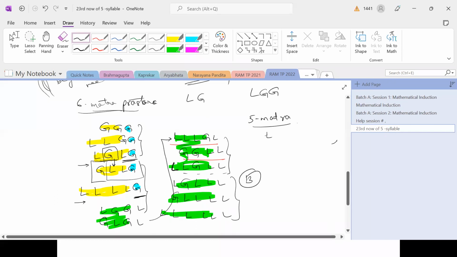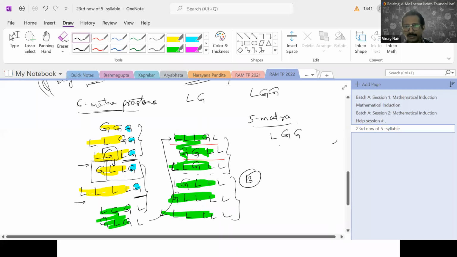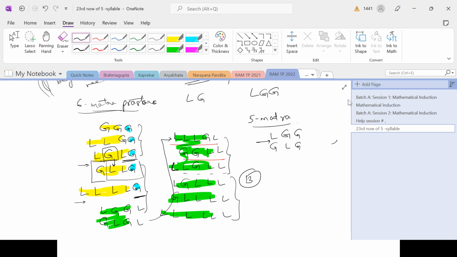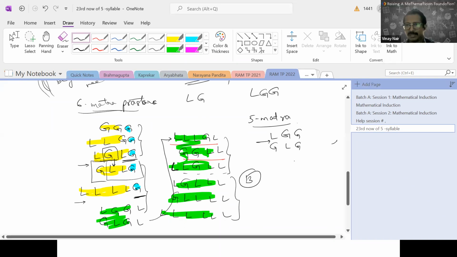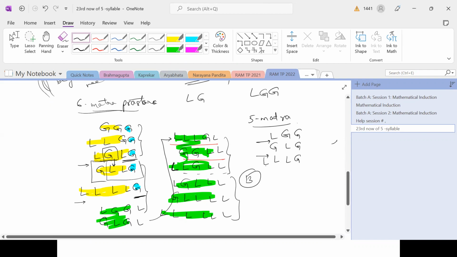So what will be the first row for a 5 matra? LG. Scan from the left, below the first G put an L, copy down whatever is there on the right side. If there are empty spaces, put as many G's as possible. Then place an L if it is required. Again, scan from the left, below the first G, you place an L, copy down whatever is there on the right side. You don't have space for G, so you put an L.